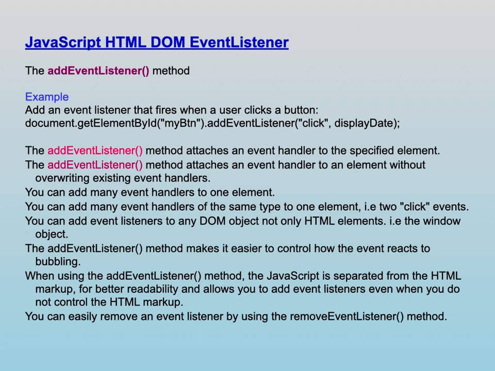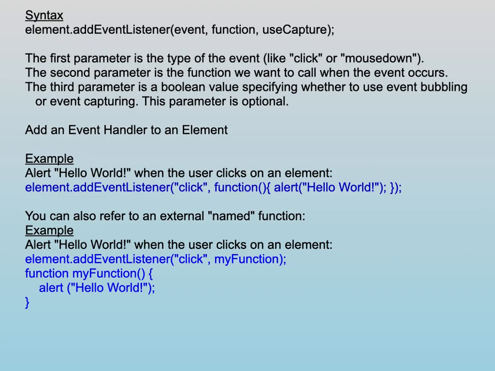More details about that particular method are specified by its syntax. element.addEventListener. Three arguments are there: event, function, useCapture. The first parameter is the type of the event, that is click or mousedown, mouse pressed, mouse released, etc. The second parameter is the function we want to call when the event occurs. When you click on a particular element or a particular mousedown event is enabled, then what is to be executed.